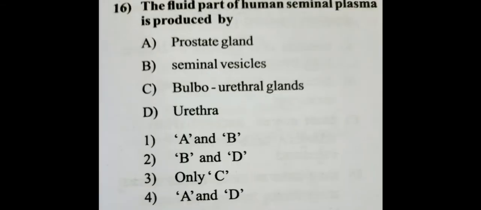16. The fluid part of human seminal plasma is produced by prostate gland and seminal vesicles. So the answer will go to the first one. Both A and B are the correct answers.